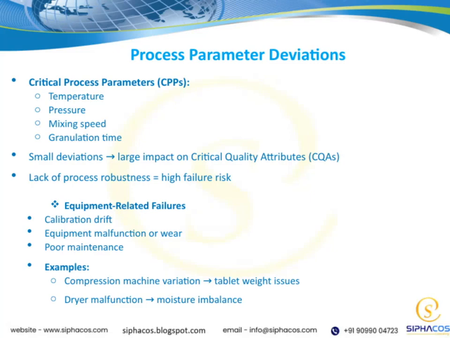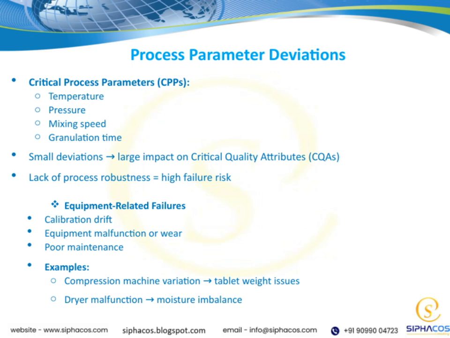Now, let's turn our attention to equipment-related failures. These are common issues that can significantly impact our processes. For example, calibration drift occurs when equipment measurements become inaccurate over time, leading to inconsistent results. Equipment malfunction or wear can cause unexpected downtime or variability, which can be costly and time-consuming to troubleshoot. Poor maintenance is often a root cause of these issues, so regular upkeep is essential to prevent failures.